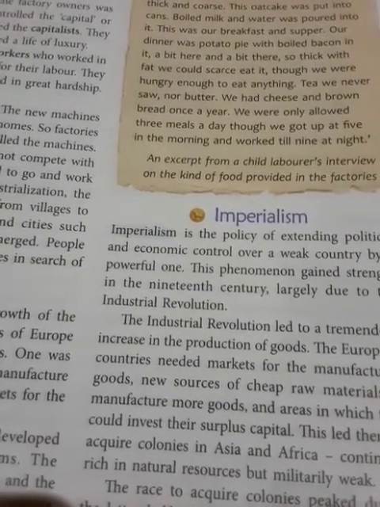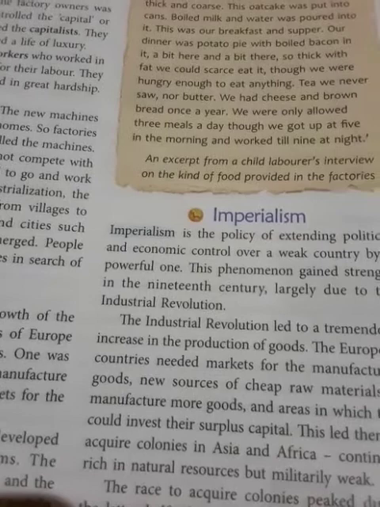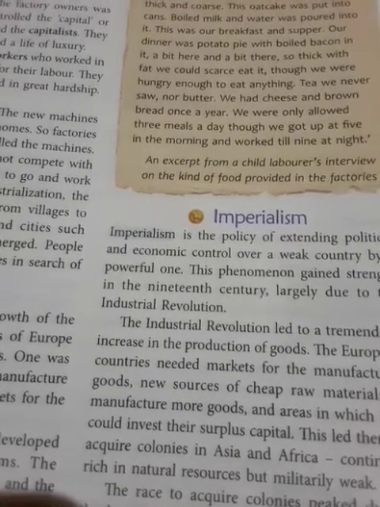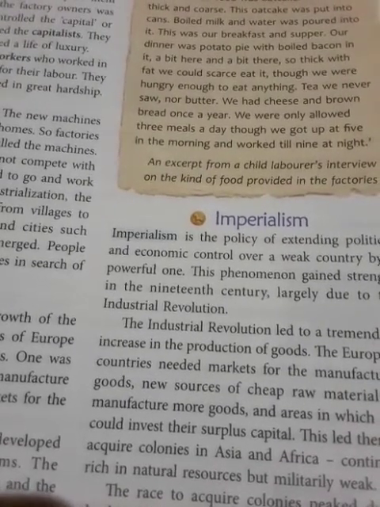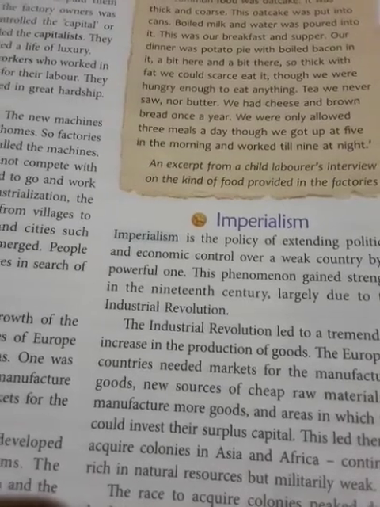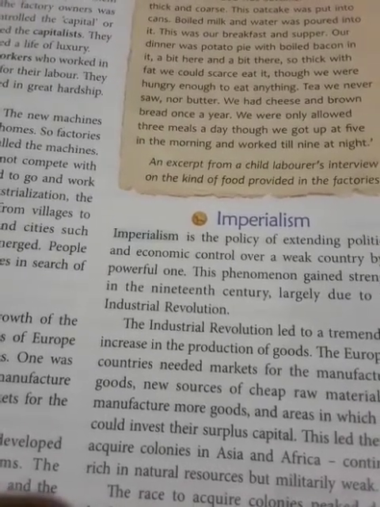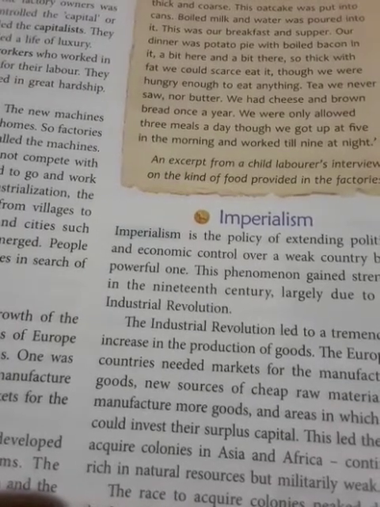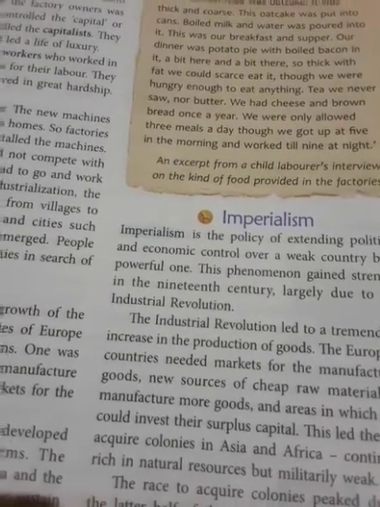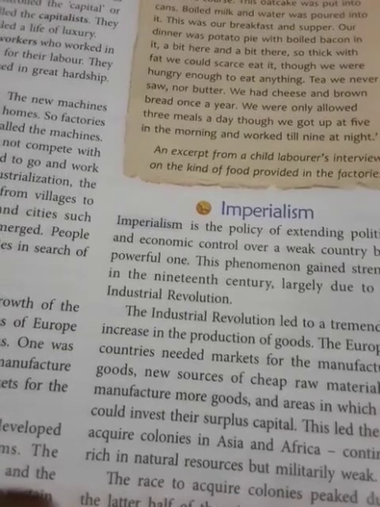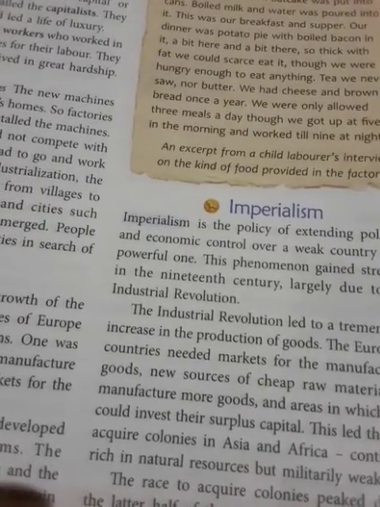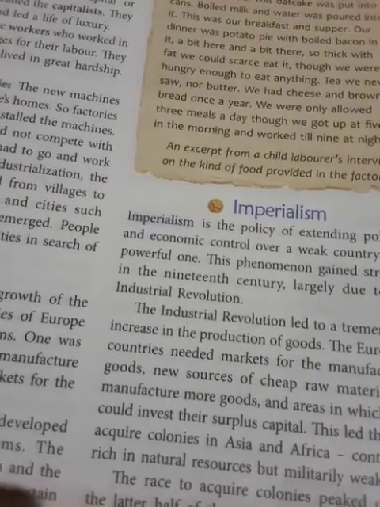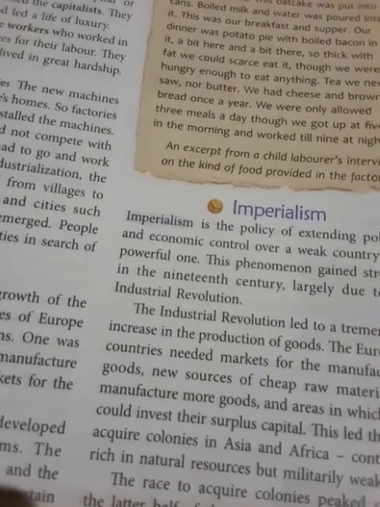These countries could easily be conquered by the powerful Europeans. They provided a good opportunity for the investment of surplus capital. Besides, Asia and Africa were well provided with natural resources and had a huge potential to absorb finished goods. The pursuit for colonies increased during the 19th century. Countries of Asia and Africa began to be conquered by the imperialist countries.